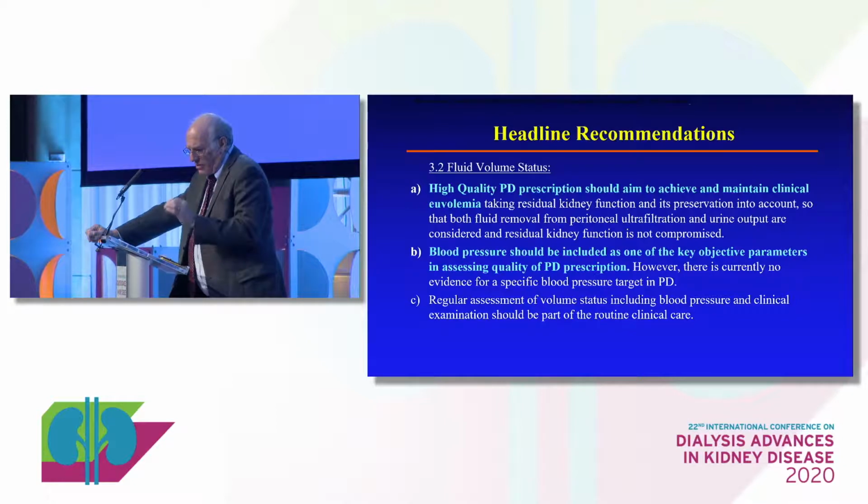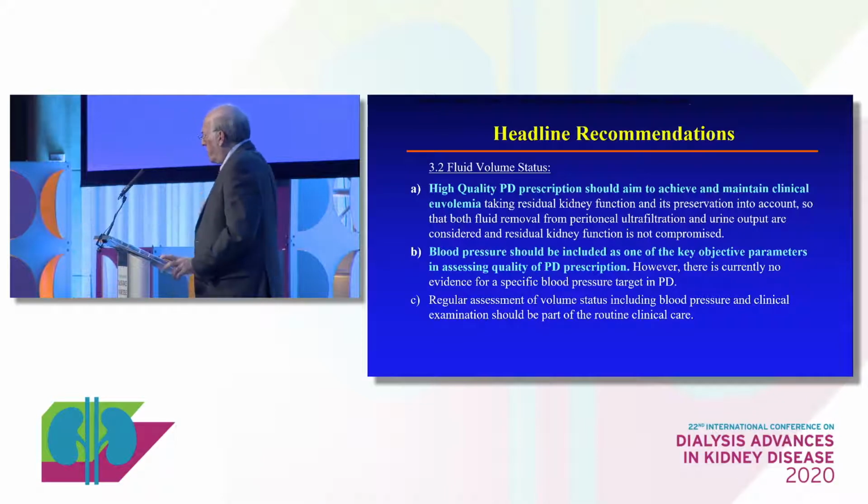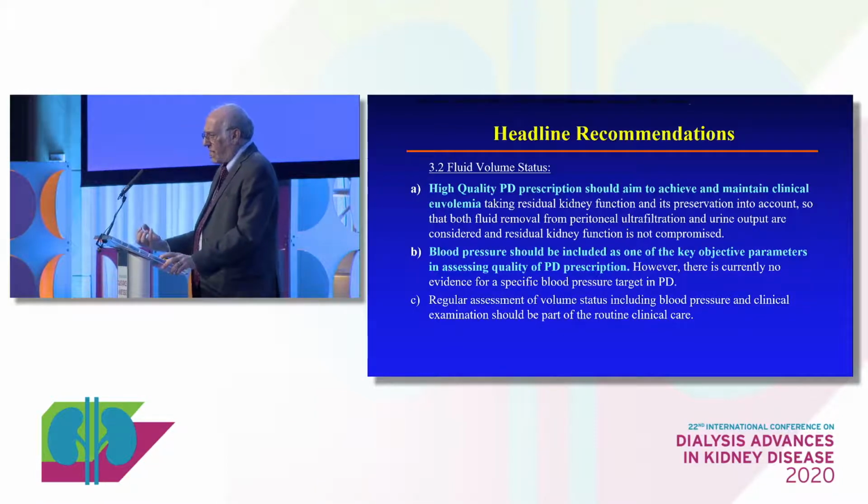Volume status. High-quality PD prescription should aim to achieve and maintain clinical euvolemia, taking into account residual kidney function and its preservation. Again, how do we assess euvolemia? I don't have a readily available clinical tool that I can use on a routine clinic visit that is easy, but I can at least assess for the absence of edema, the absence of rales, and the absence of overt signs of volume contraction.